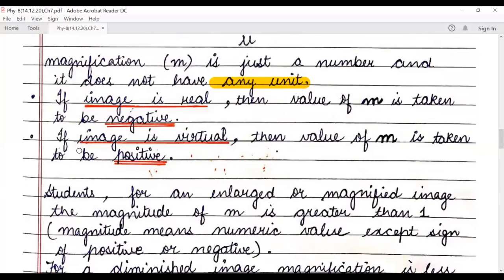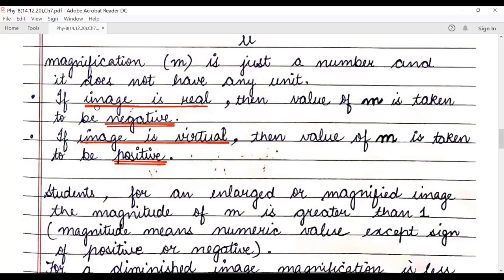Two things which you have to keep in your mind: if the image is real, that is, real and inverted upside down, then the value of m is taken to be negative. Magnification comes to be negative for a real image, while if the image is virtual, then the value of m is taken to be positive. We have to remember these two points for numerical purposes also. Real image means m is negative. Virtual image means m is positive.